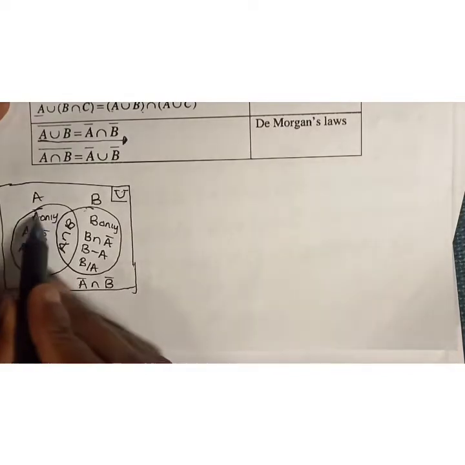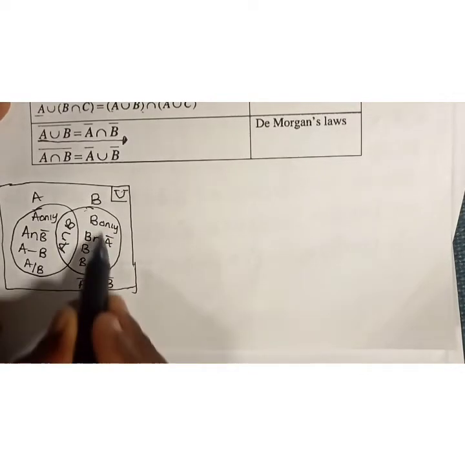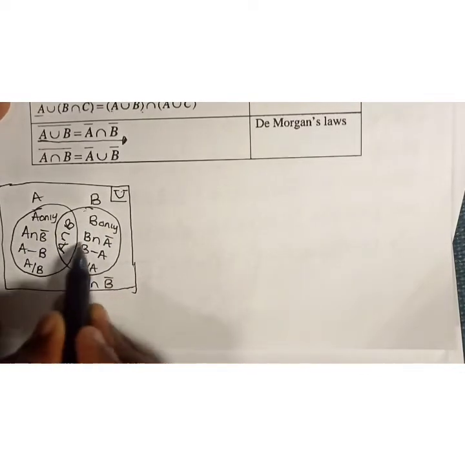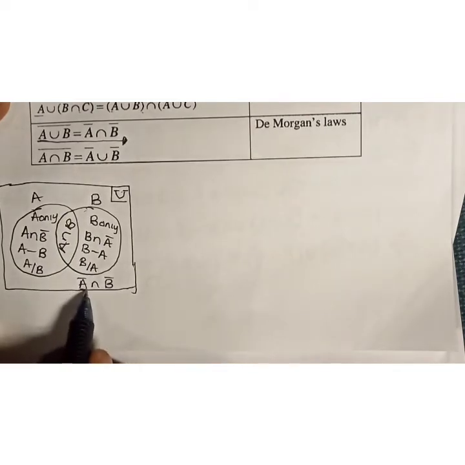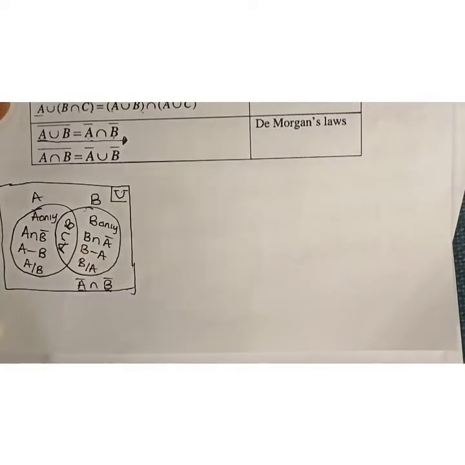So this whole part is your A union B. When we complement it, it means we remove this part from the universal set. So we'll be left with A complement intersect B complement. And that's for De Morgan's.